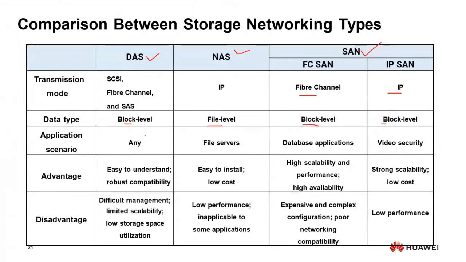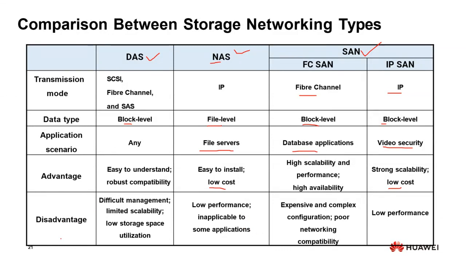In terms of application scenario, DAS can be applied in any scenario. However, NAS can be applied only on file servers because NAS is for file sharing. Then we have SAN, which is for database applications and video security. The advantage of using DAS is that it's easy to understand and robust in compatibility. The advantage of using a NAS is that it's easy to install and low in cost. The advantage of using the fiber channel SAN is that it brings high speed, high performance, high availability, and high scalability. And IP SAN gives strong scalability but low cost.